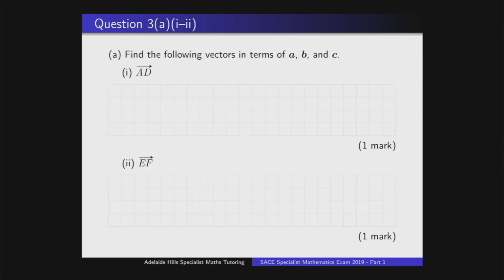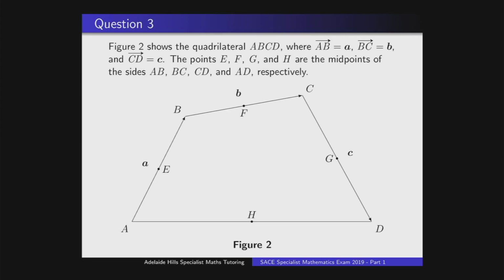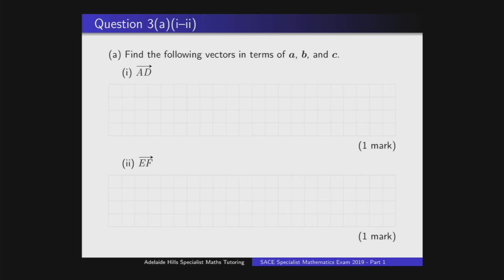The first is to find the following vectors in terms of the little bold A, B, and C vectors. We want to find AD. If we go back to the figure, AD is the vector that starts at the point A and goes across to the point D. To get from A to D using the little bold vectors, you go up the A vector, across the B vector, and down the C vector. All of those are in the direction of the vectors, so AD is given by A plus B plus C.